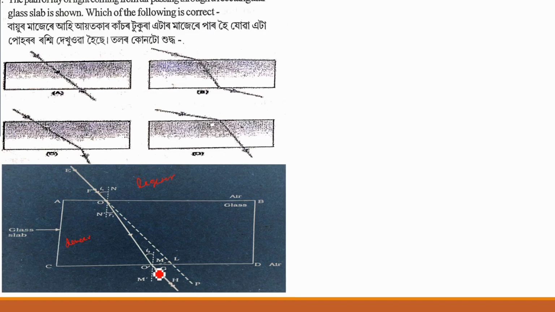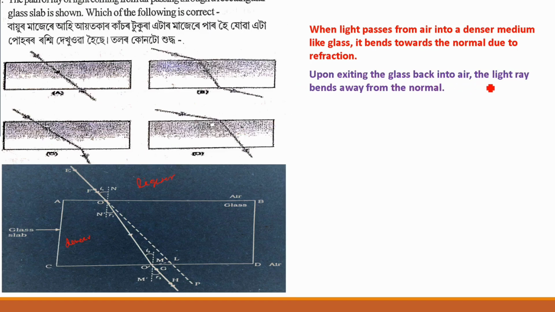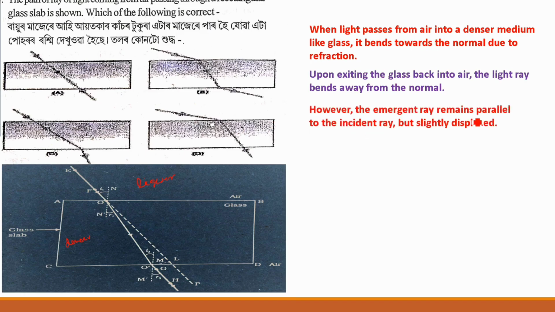Okay, so what we can conclude? We can conclude that when light passes from air into a denser medium like glass, it bends towards the normal due to refraction. Upon exiting the glass back into air, the light ray bends away from the normal. However, the emergent ray remains parallel to the incident ray but slightly displaced. So this ray will be parallel to this ray but slightly displaced. So our correct option will be B.